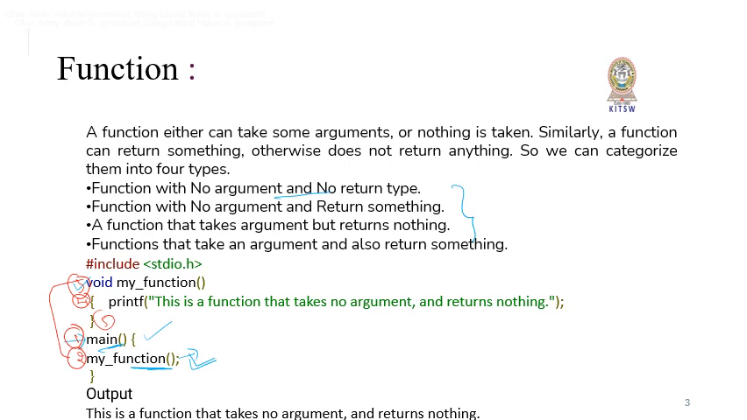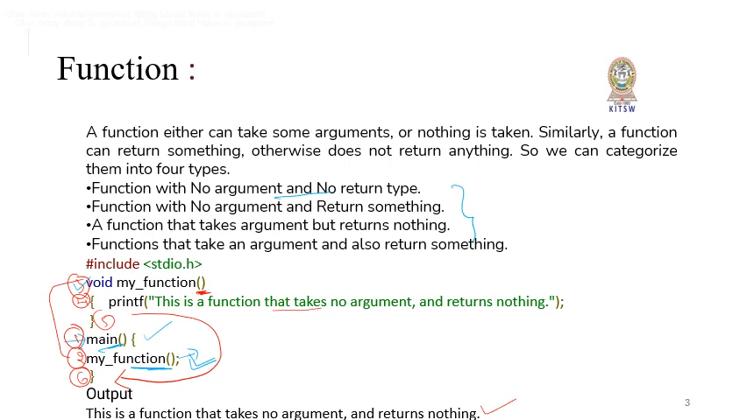After this it returns back to the main and starts executing the statements after the function declaration. So the last statement executed is this one. In this way control will move between the statements, and whatever is present within the function will be executed. Here the parentheses are empty.